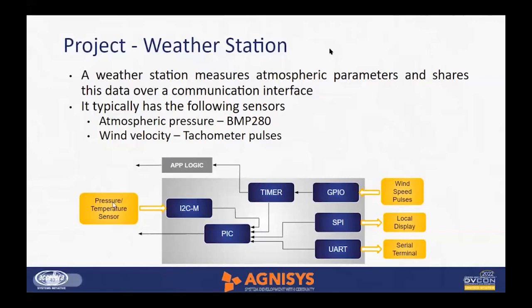Here, the pressure temperature sensor sends the information to the I2C master interface, which further sends the information to the local display and serial terminal with the help of SPI and UART. Wind speed pulses are sent to the GPIO interface, which in turn sends them to the timer, which counts the pulses for a particular time and sends the count to the application logic for calculation of the wind speed.